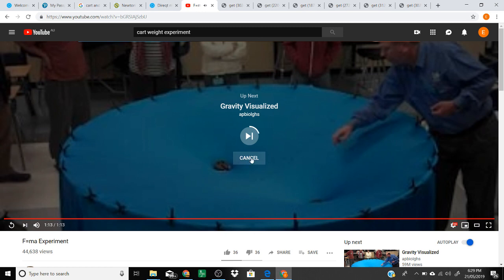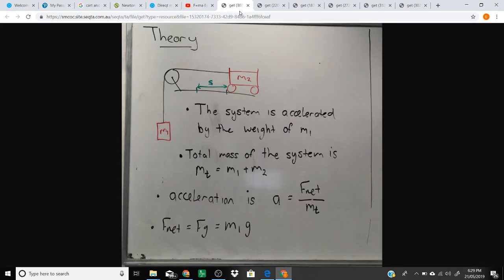So you get the idea. So in their experiment, they were letting that mass fall and they were adding extra masses to the cart.